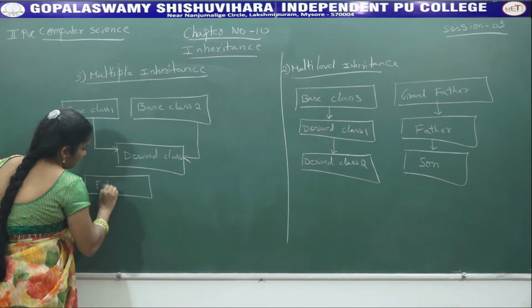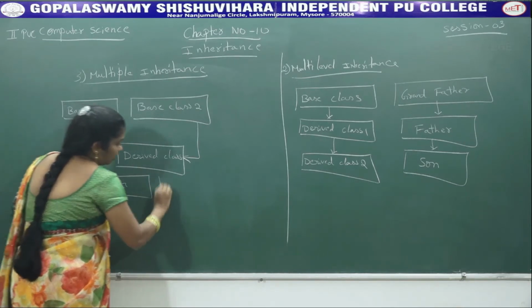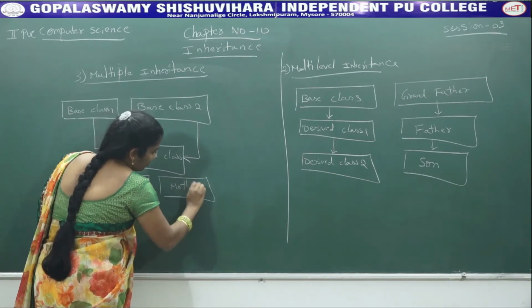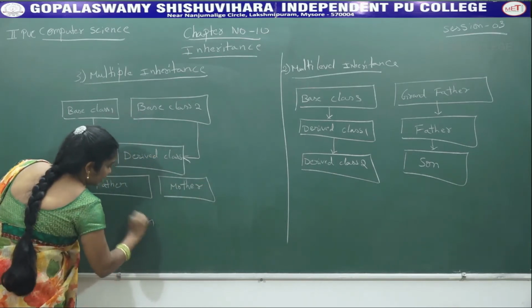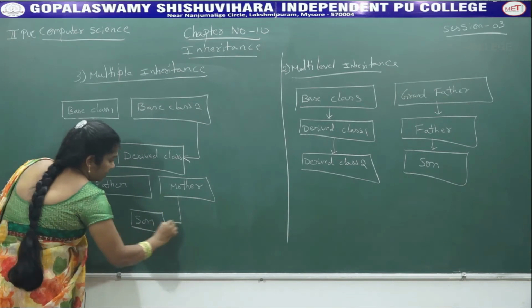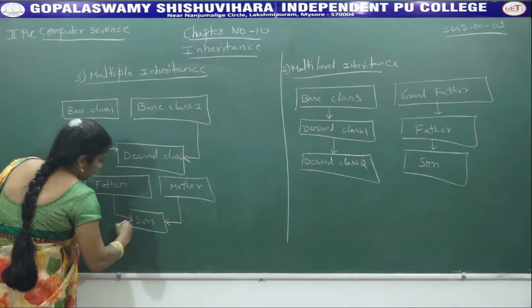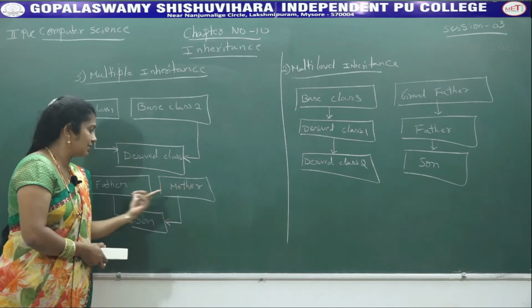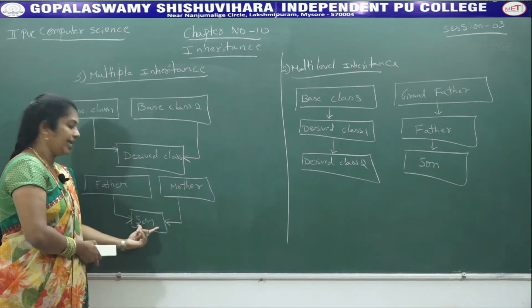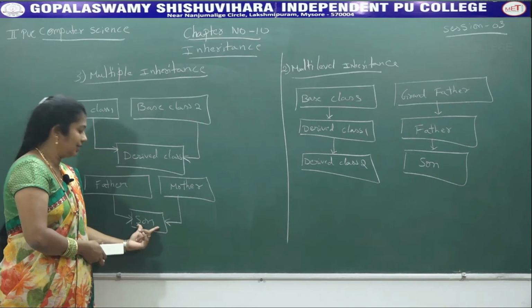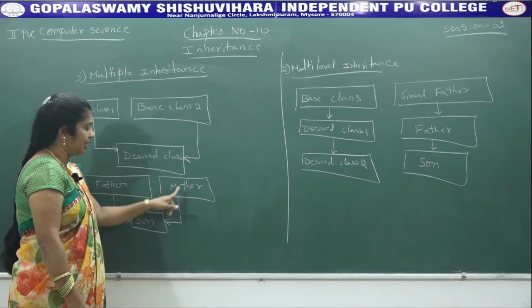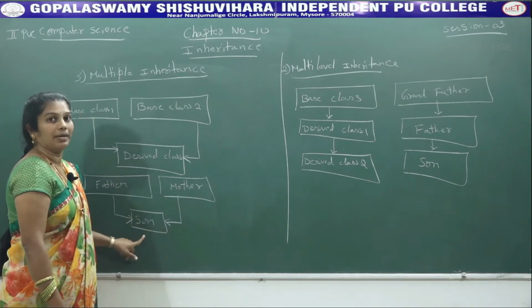Example: father, and mother, then the son. From this I can create a class, where father is one base class and mother is also one base class. From these two we create one more class, son. So what happens here is that the son has the father's properties as well as the mother's properties.